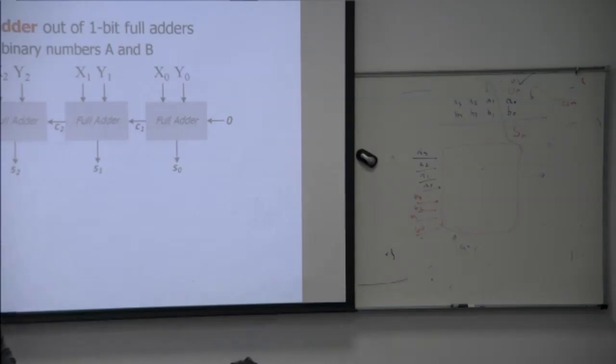Okay, now assume we want to design a 32-bit adder. How many combinations? 2 to the power of 32. If we want to design a 16-bit adder, how many combinations? 2 to the power of 16.